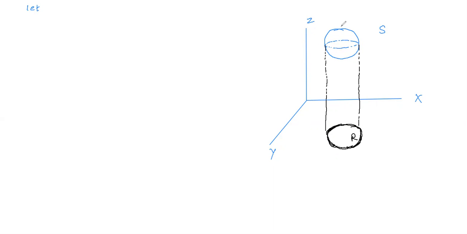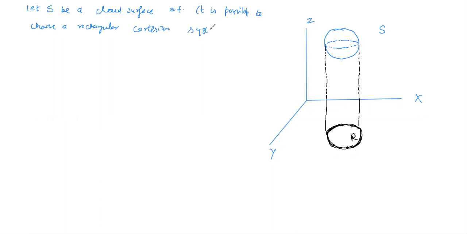Now let us suppose that S is a closed surface such that it is possible to choose a rectangular Cartesian system such that any line parallel to any coordinate axis cuts S in at most 2 points.